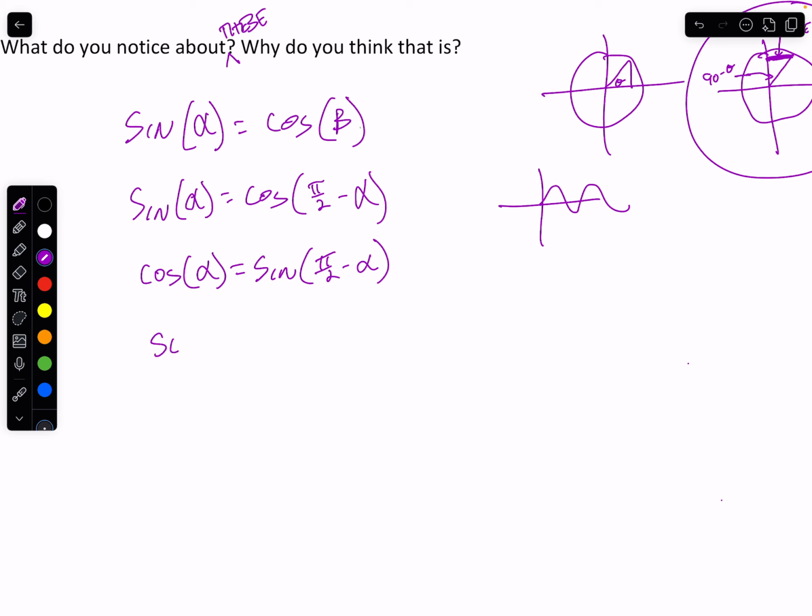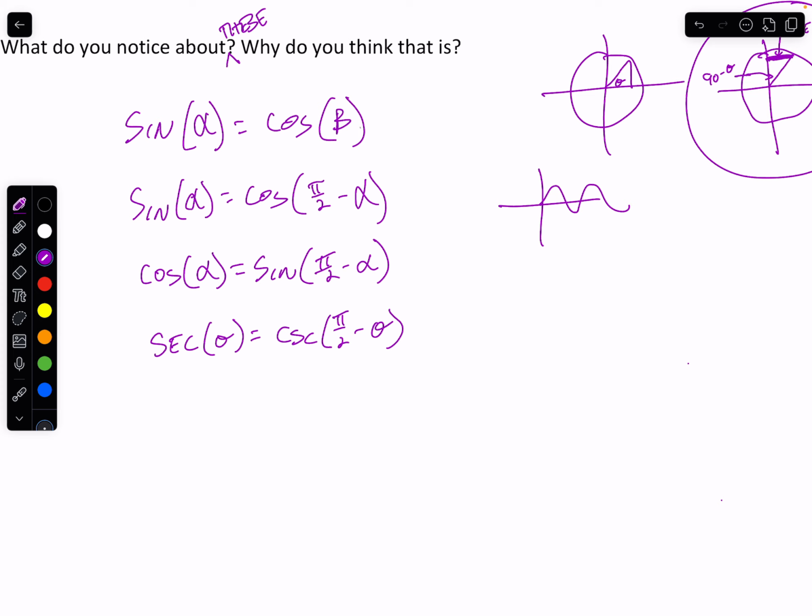Does it work with secant as well? You betcha. Let's use a theta here. I'm just changing the angle up. Because it's the cofunction. That's why they're named that way. So any function and its cofunction, you could say they're equal to the complements.